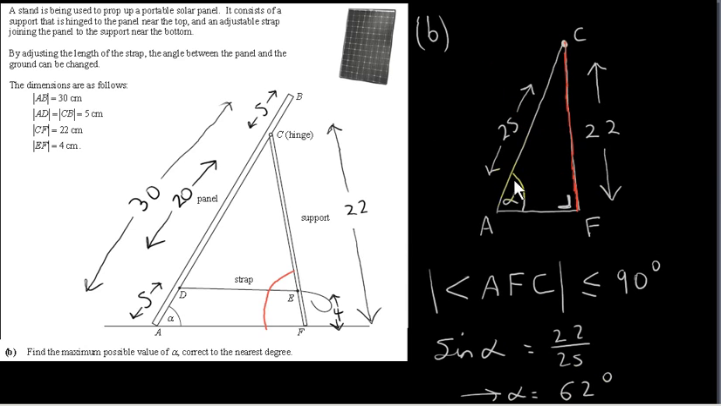So this must be the position for the solar panel that maximizes alpha, the position where C is at its maximum distance above the ground, so that the sine of alpha has its maximum value of 22 over 25. The sine of alpha is always going to be some number over 25. So we need to maximize this number on top. So when the support is vertical, we do maximize the sine of alpha, which in turn means we maximize the value of alpha.